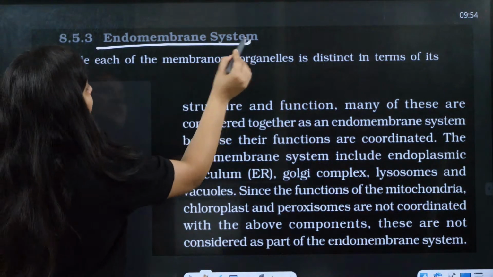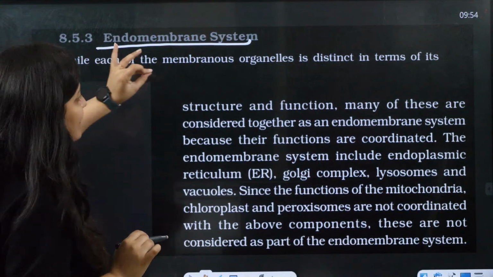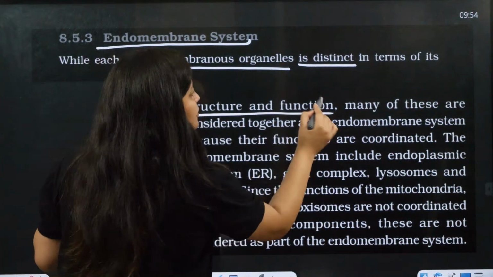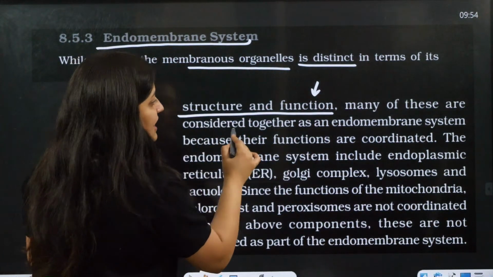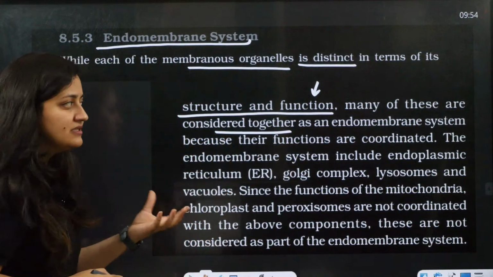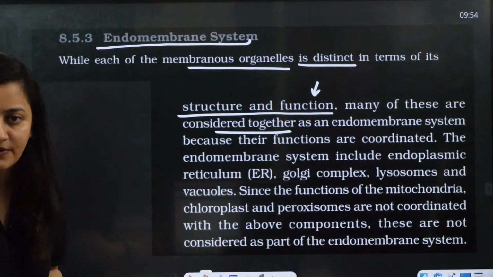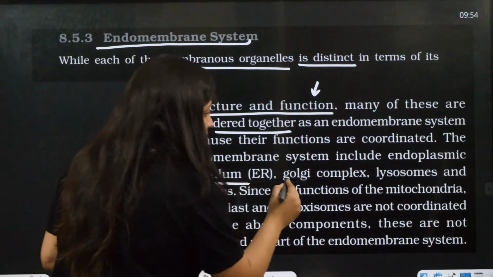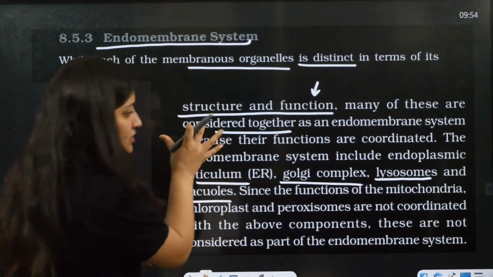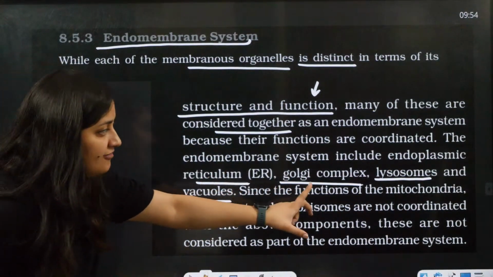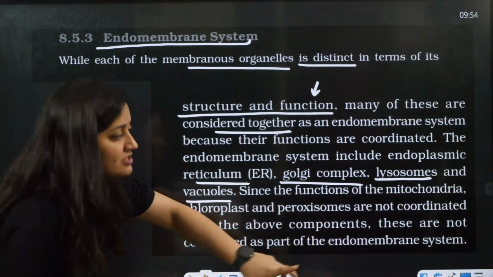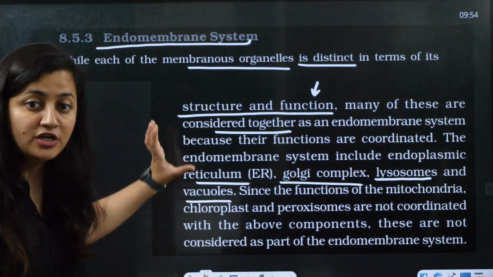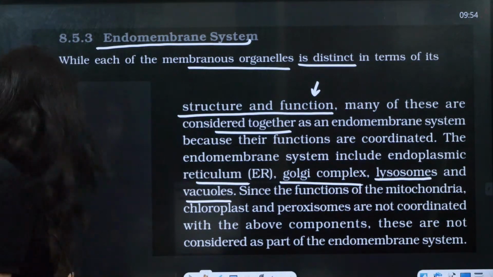Now let's revise it from NCERT as well. Here you can see, while each membranous organelle is distinct in terms of structure and function, many of these are considered together as the endomembrane system because their functions are coordinated. So ER, Golgi complex, lysosome, vacuoles are present. Since the functions of mitochondria, chloroplast and peroxisome are not coordinated, they are not part of the endomembrane system. One question was there from this part in NEET 2023.